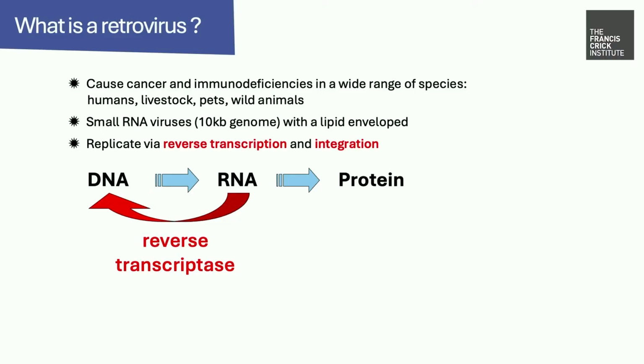But retroviruses have a special enzyme called reverse transcriptase. This means they can take their RNA and make a DNA copy of it. And this backward step, which goes against the general dogma of how things work, is where they get their name retro from.